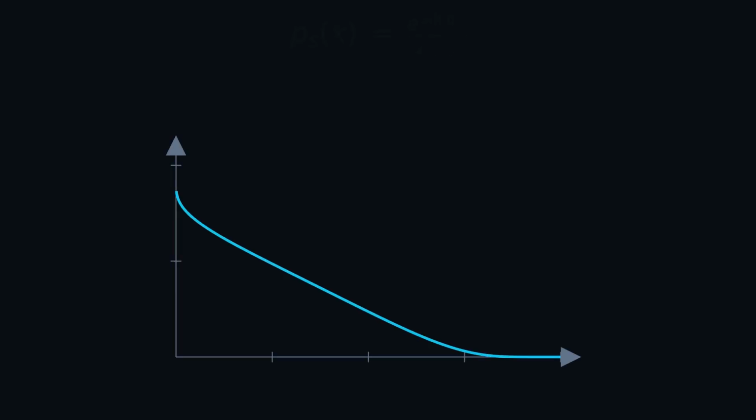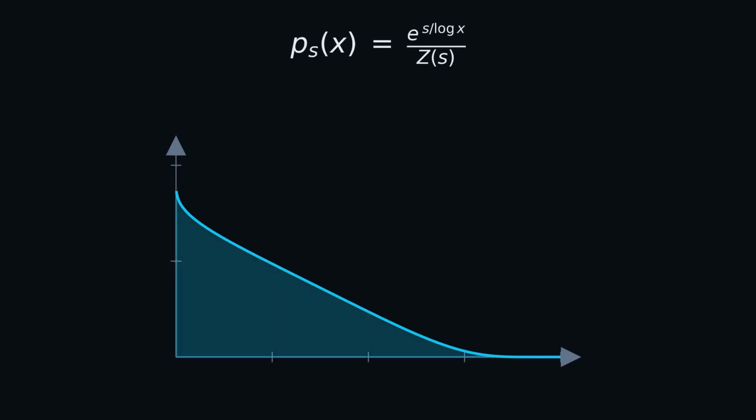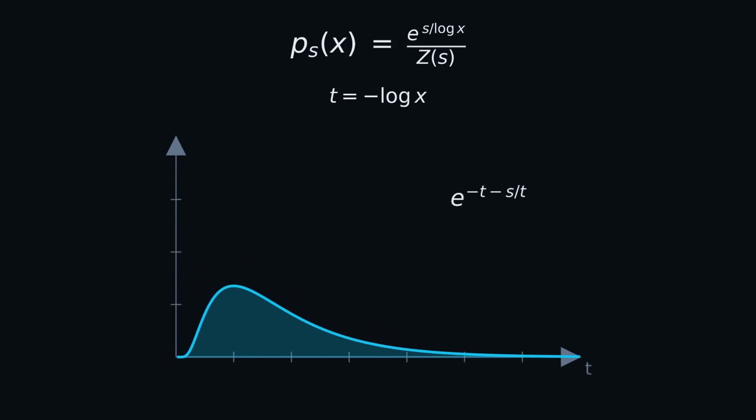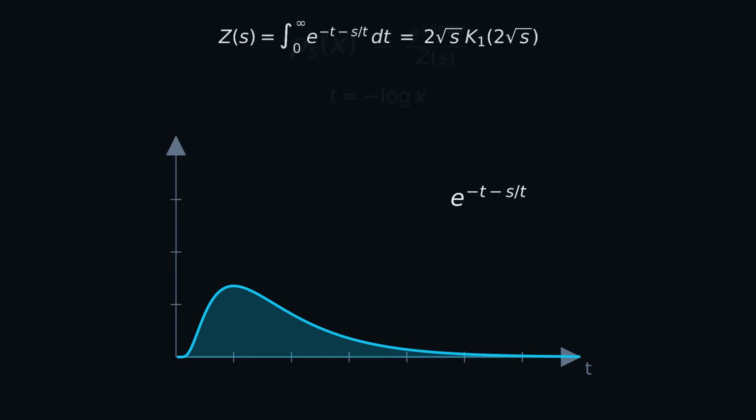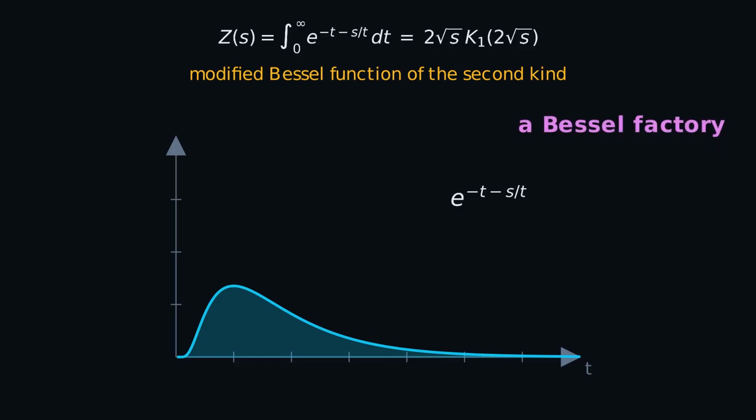The curve encloses a finite area, so we can normalize it into a probability density on the unit interval. The normalizing constant looks hopeless until you substitute t equals minus log x. The unit interval unrolls onto the positive half line, and the density becomes e to the minus t minus s over t. That integral is a classic. It equals 2 root s times K1 of 2 root s, where K1 is a modified Bessel function of the second kind. So our innocent function is secretly a Bessel factory.